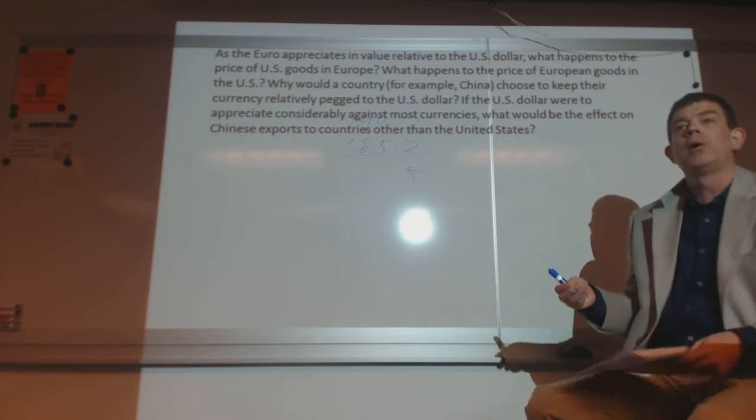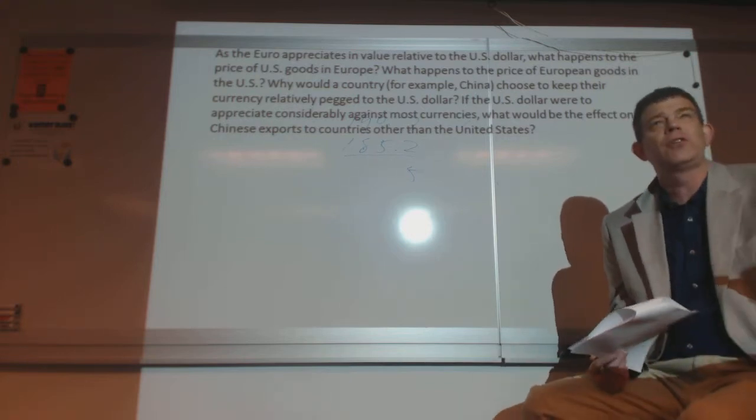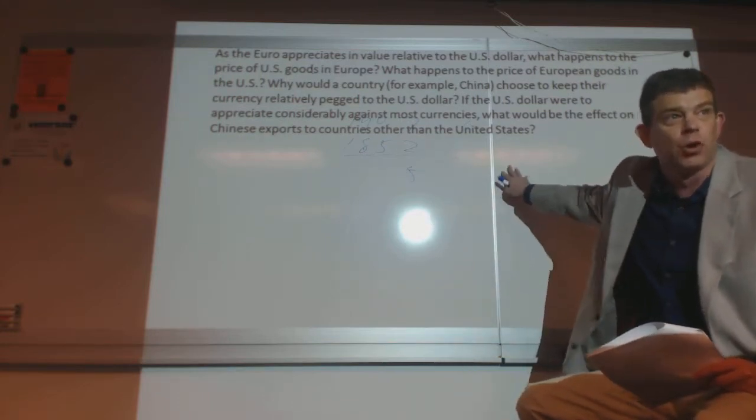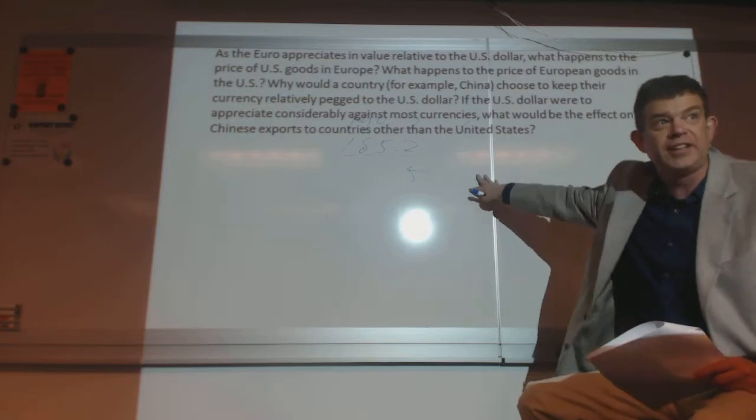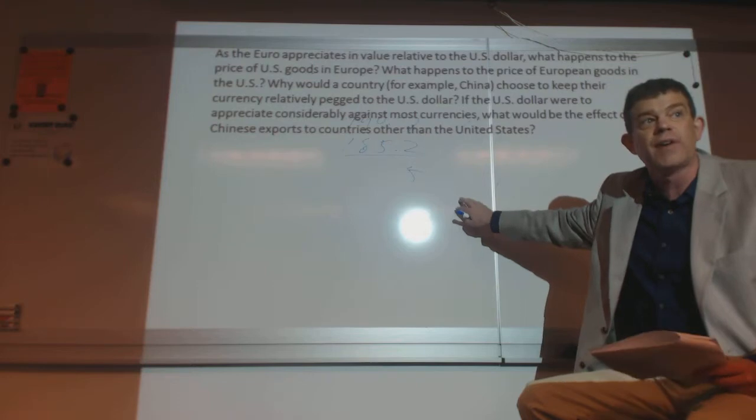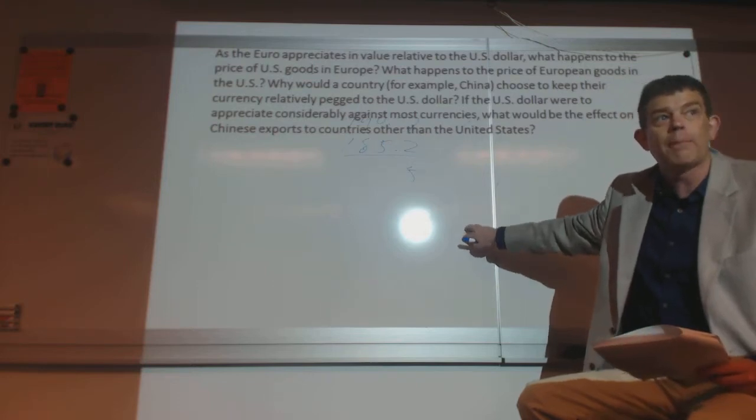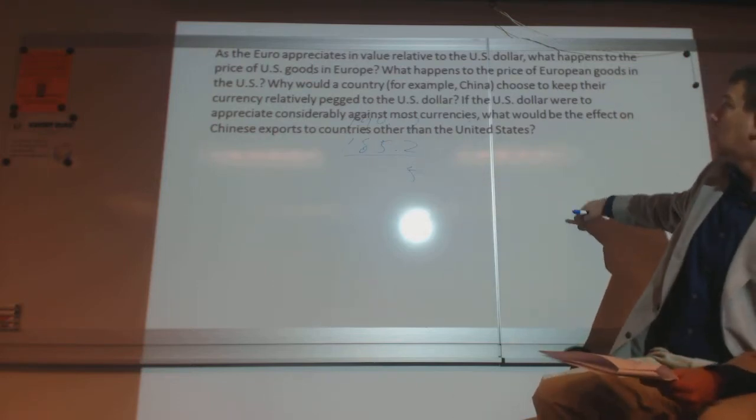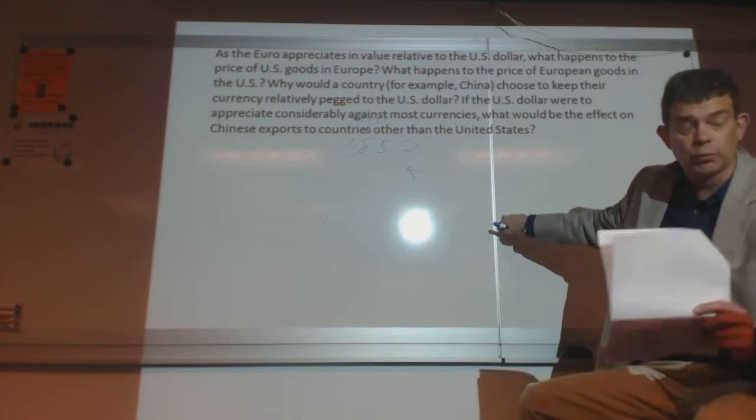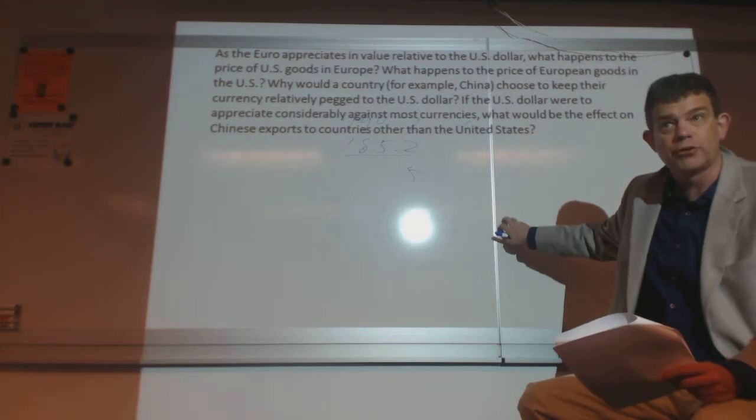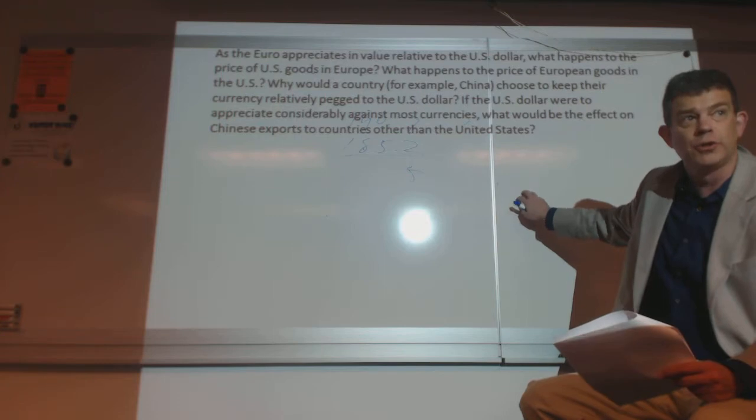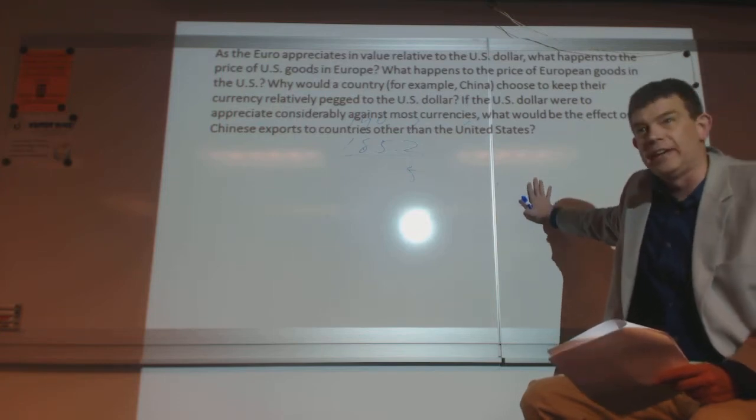Correct. But what about Chinese goods? The easy way to think about this is that the same thing that's going to happen to US goods being shipped to other countries is going to happen to Chinese goods being shipped to other countries. So if the dollar appreciates in value, what happens to the price of US goods in Europe? If the dollar, and we'll do the dollar first, if the dollar appreciates in value, which was the first part of the scenario, what will happen to the price of US goods in Europe? They will increase. Right.